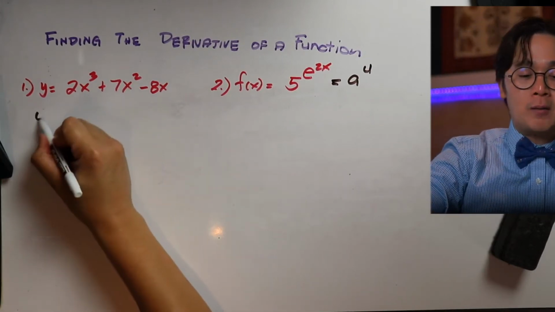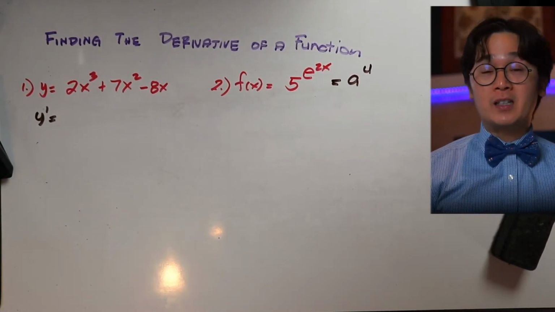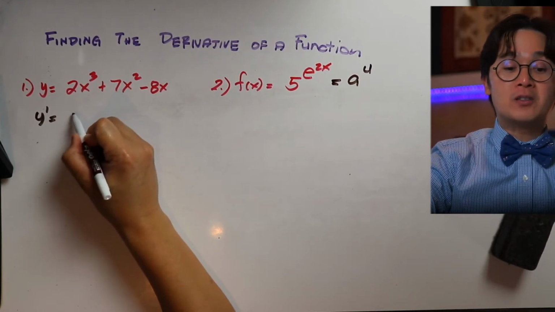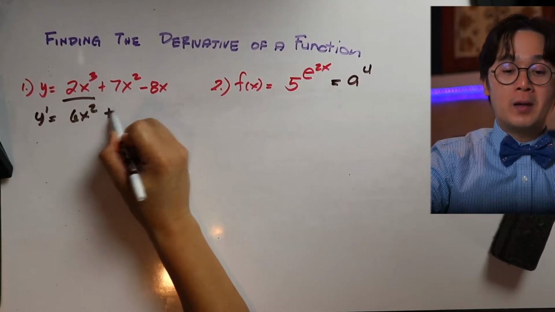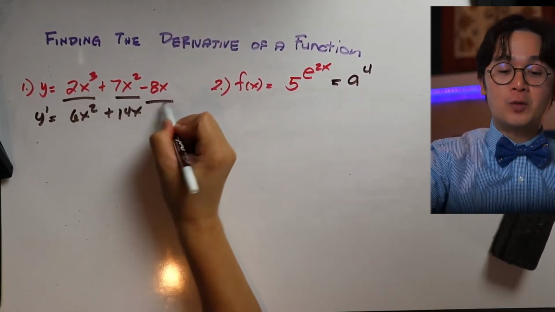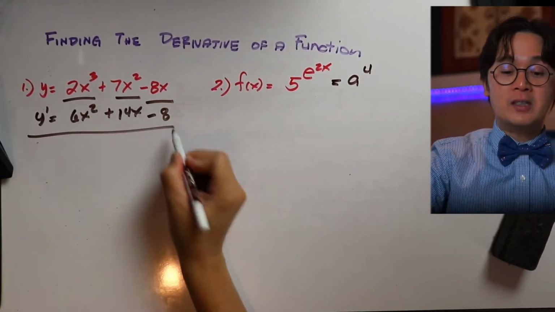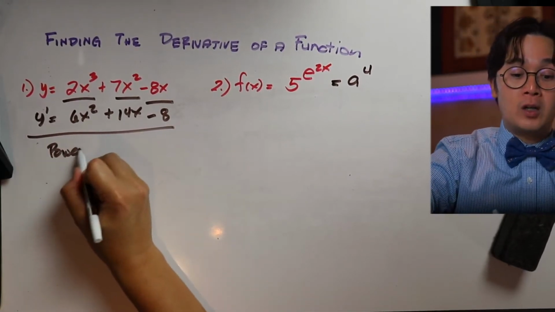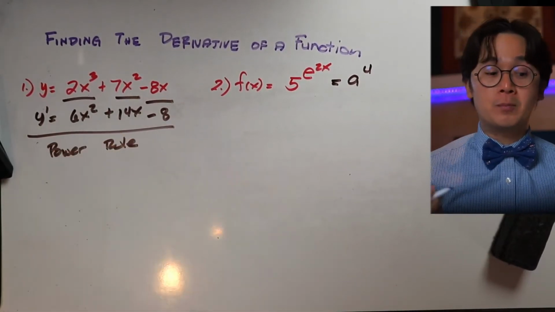For the first problem, finding the derivative of this function is going to be simple because we're just going to use the power rule. We know that the derivative of 2x cubed is 6x squared, plus the derivative of 7x squared, which is 14x, and the derivative of 8x is the constant 8. So this is our derivative function for problem number one using the power rule, which is pretty simple and basic because it's just a simple polynomial.